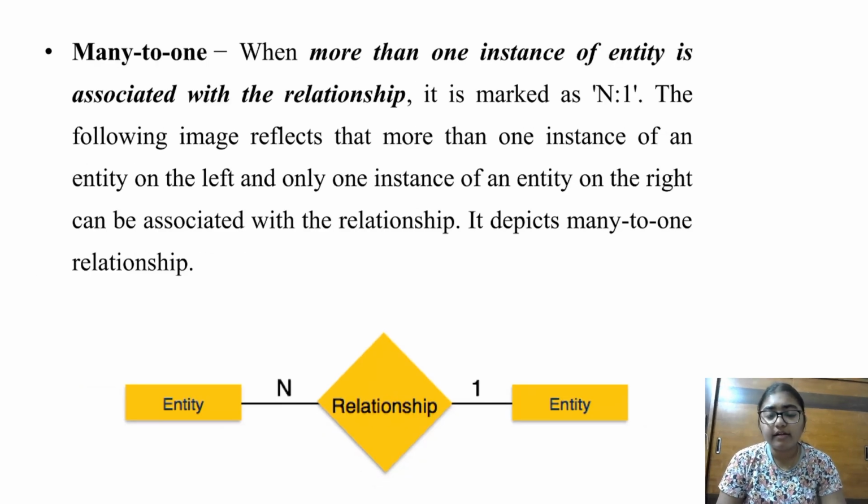Many to one. When more than one instance of entity is associated with the relationship, it is marked as n:1. The following image reflects that more than one instance of an entity on the left and only one instance of an entity on the right can be associated with the relationship. It depicts many to one relationship.